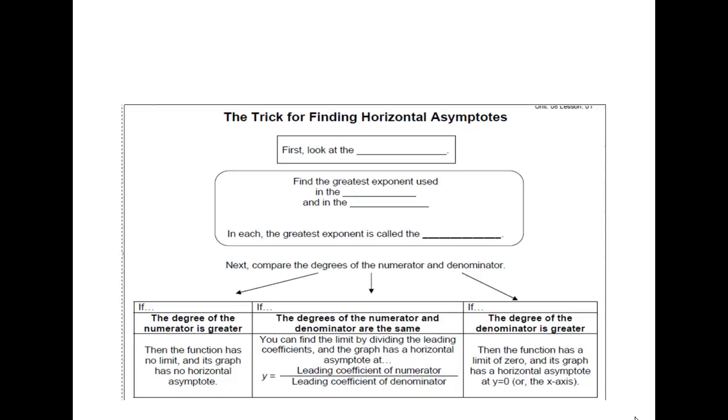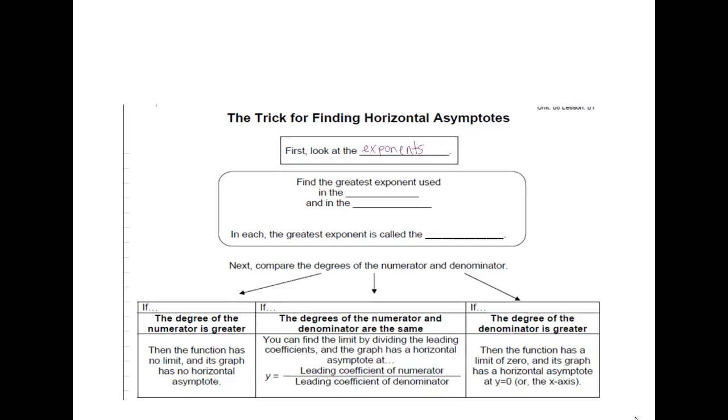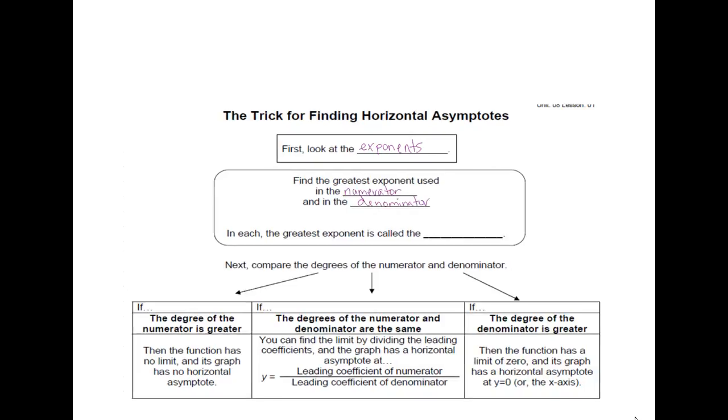Now we have to look for horizontal asymptotes. And for this, there's a couple of tricks. First thing we need to do is to look at the exponents. Remember, the exponents are the little numbers right next to the variables. By finding the greatest exponents, that we have in the numerator and the denominator.